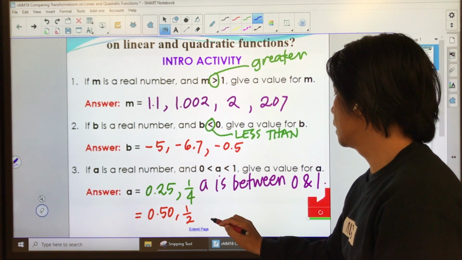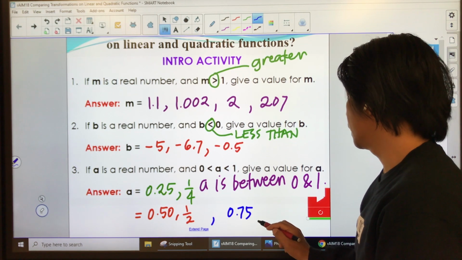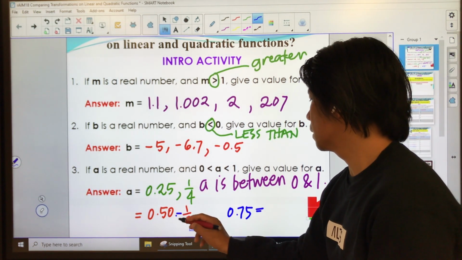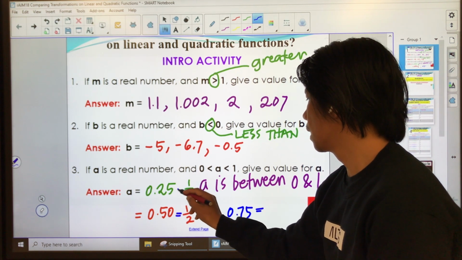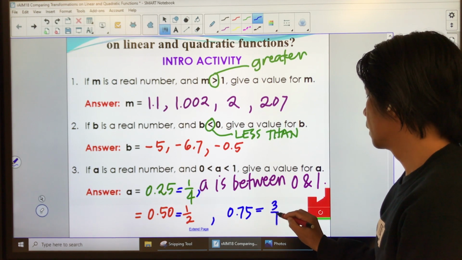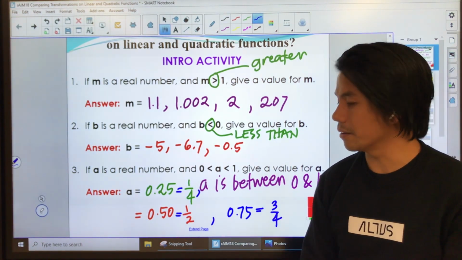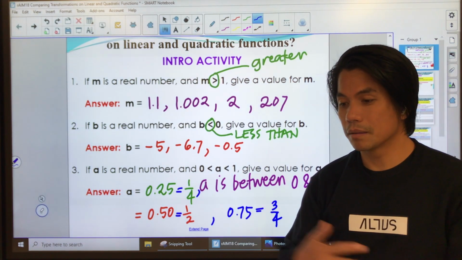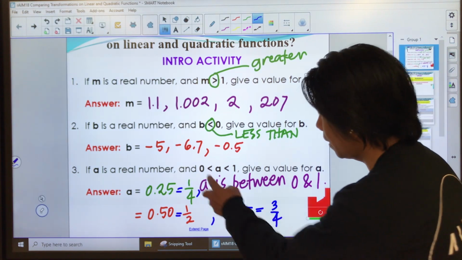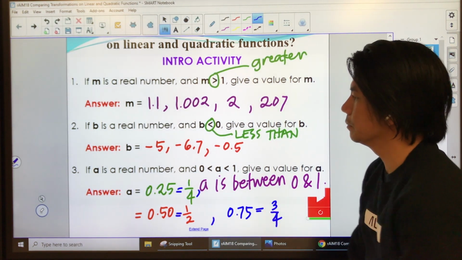Or it could be 0.75, 3/4, which is the same as 3/4, right? Any fraction, but as long as it's not negative. Less than 1, but not negative. And not 0. So 0 and 1 are not included in this inequality.